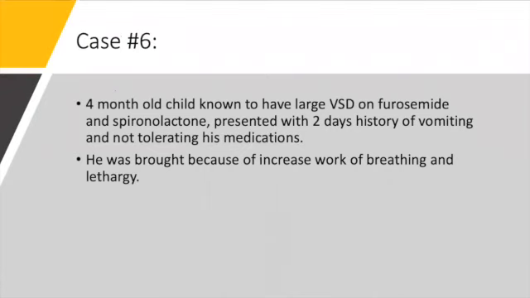This is a 4-month-old child known to have a large VSD on furosemide and spironolactone, presented with a 2-day history of vomiting and not tolerating his medications. He was brought because of increased work of breathing and lethargy. Next slide.